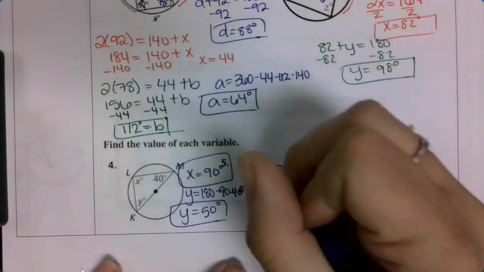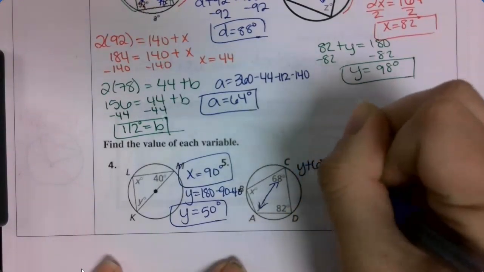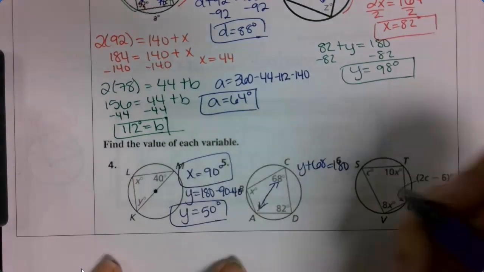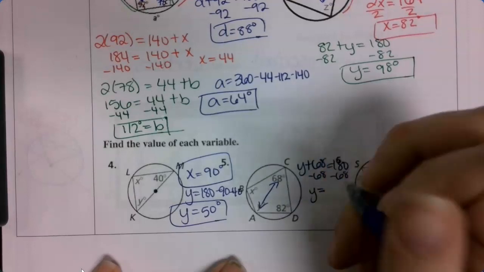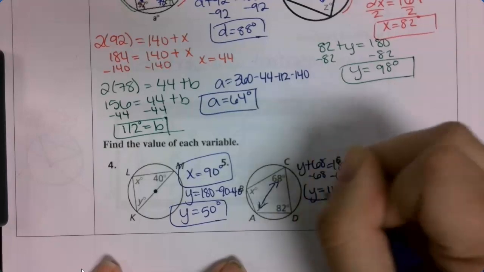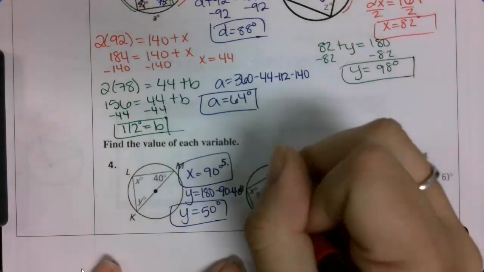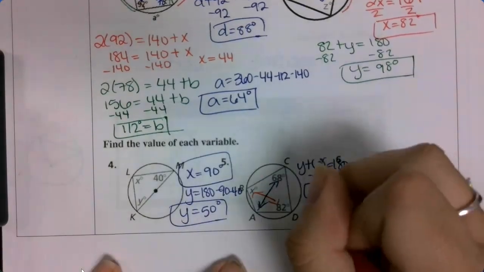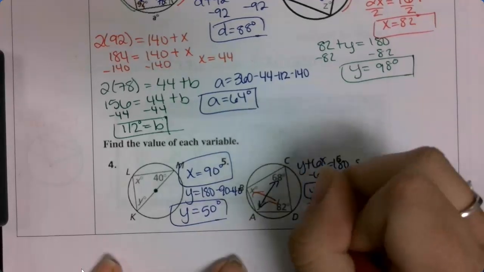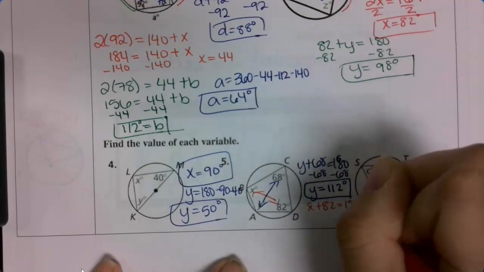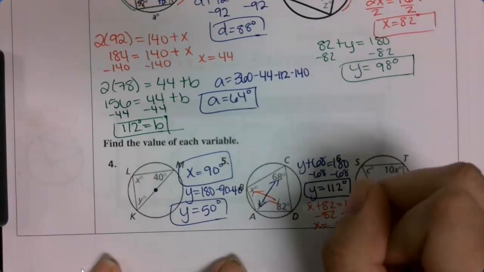For number 5, I can use diagonal angles to solve. So y plus 68 should give me 180. If I subtract 68 on both sides, I get y equals 112. And I can do the same thing for the x and the 82. So x plus 82 equals 180, subtract the 82, I get x equals 98.